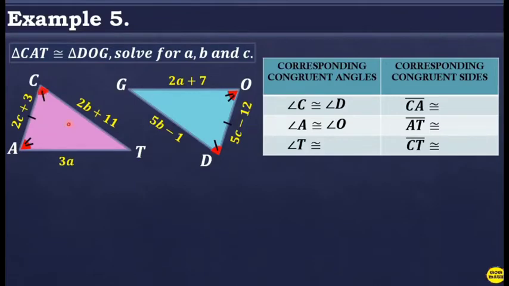So we have angle C is congruent to angle D. Angle A, which has 2 markings, is congruent to angle O. And angle T is congruent to angle G. What are the corresponding congruent sides? We have CA is congruent to DO, since that is where it started. And then AT is congruent to OG. And CT is congruent to DG.